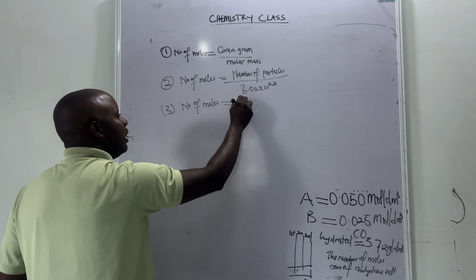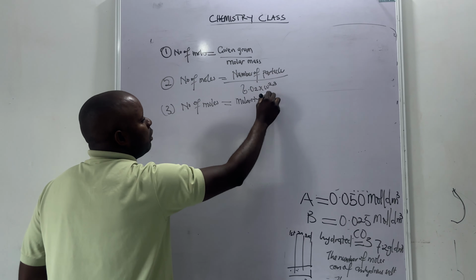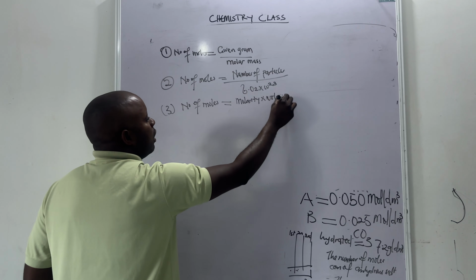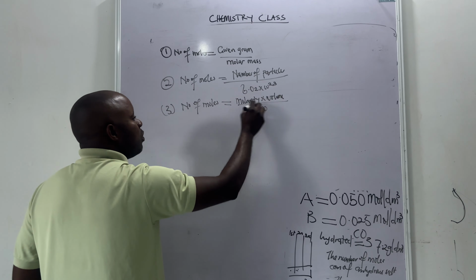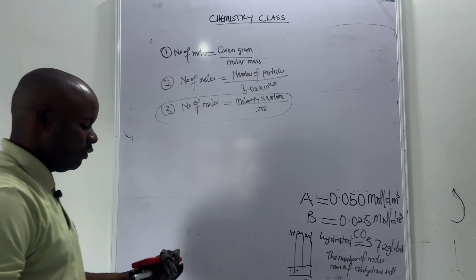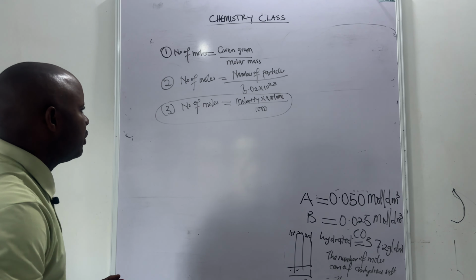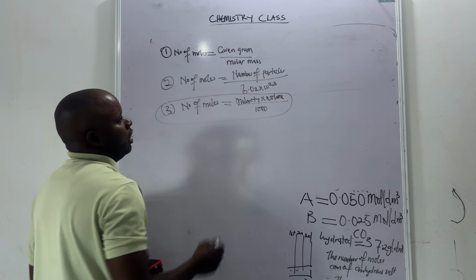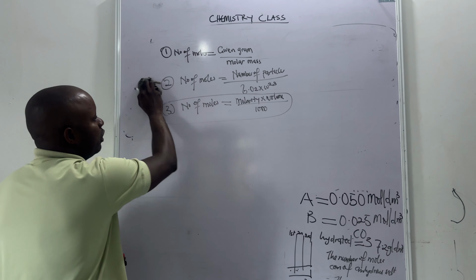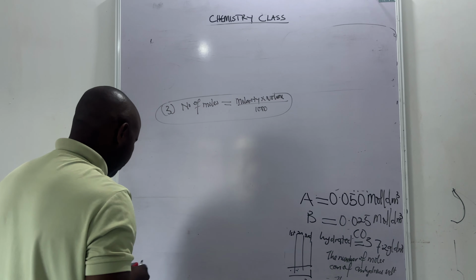We say molarity times volume all over 1000. So we're going to use this equation to solve for the mole ratio of each of these, the acid and that of the base. Since the concentration is given to us, the volume is given to us, we can actually use this equation, not this. So now, we're going to talk about the mole ratio.